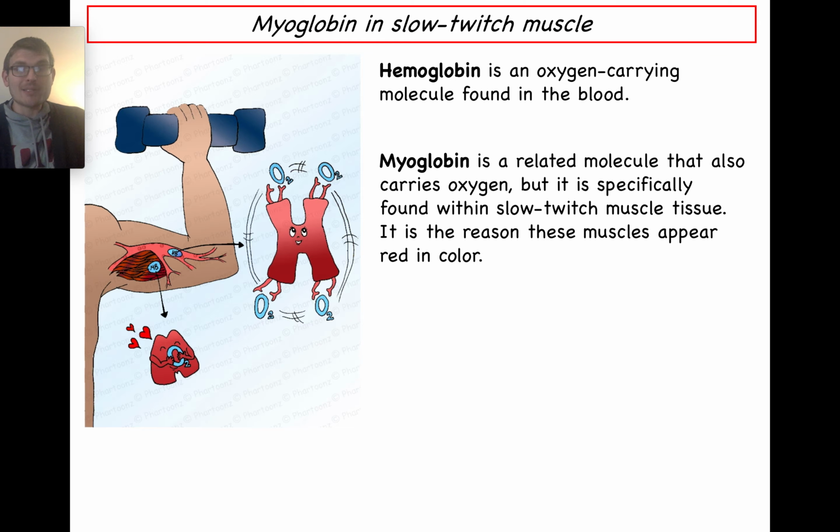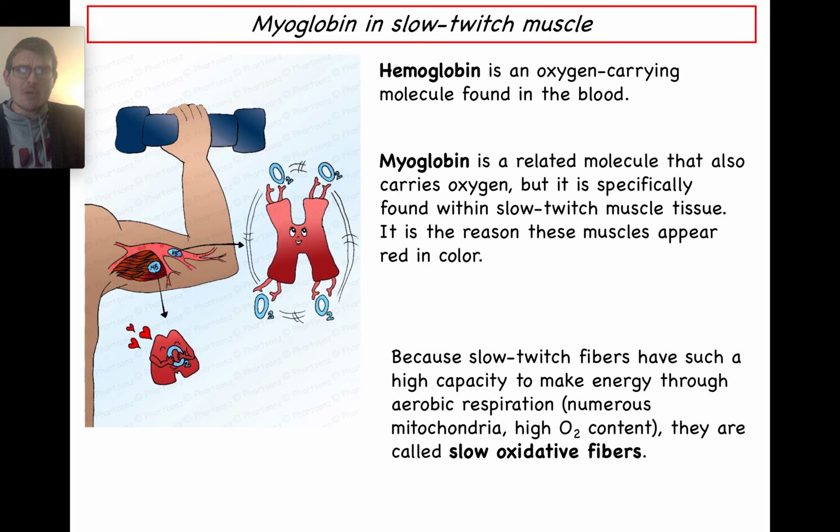Well, it turns out myoglobin does something very similar. It also binds to and carries oxygen, but it does so pretty much exclusively within slow twitch muscle fibers. In fact, this is the reason that slow twitch muscle appears red in color. It's because of all that myoglobin. Blood is red, slow twitch muscle fibers are red, so there you go. Because slow twitch muscle fibers have such an exorbitant ability to make ATP through aerobic respiration, through oxidative phosphorylation, we call these fibers slow oxidative fibers.